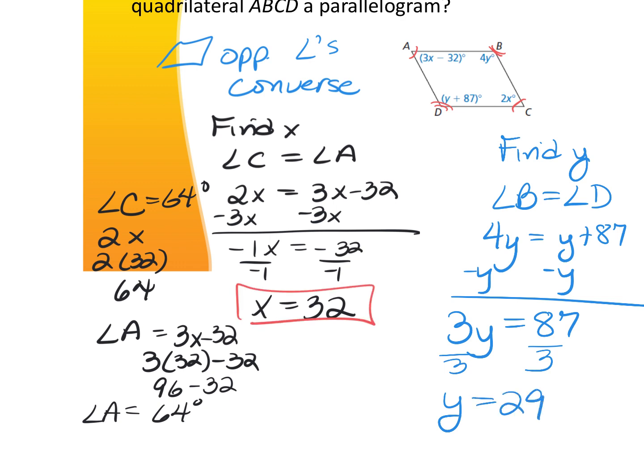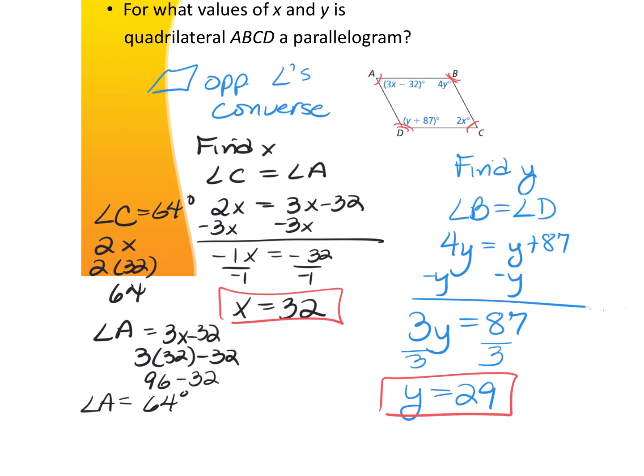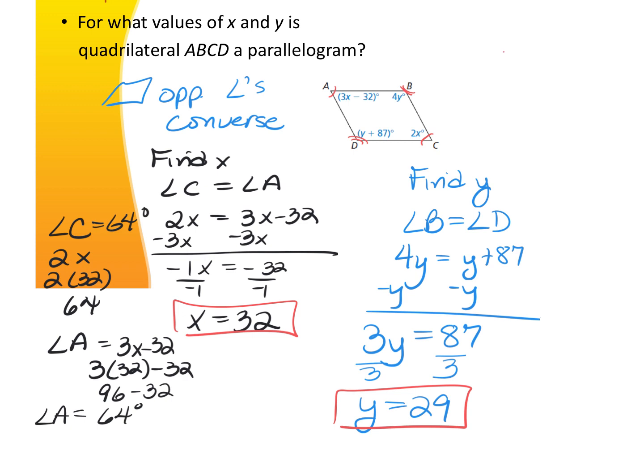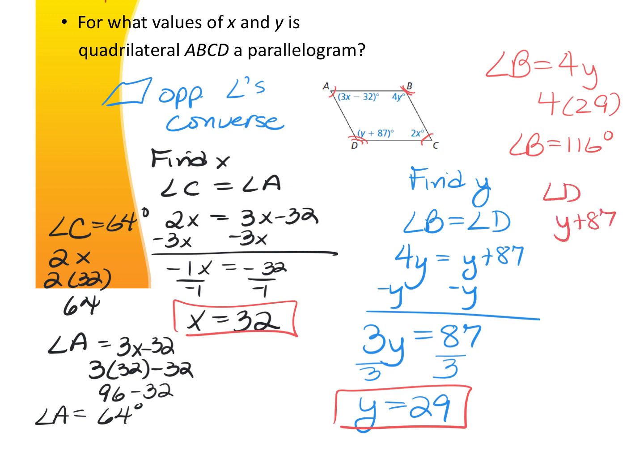Now this is what it had asked for, just to find x and y. But again, if they want us to go back and find any of the angle measures, angle B was 4y. So 4 times 29, and that gives me angle B equals 116. And then angle D was y plus 87. So 29 plus 87, and I get exactly the same thing, 116.